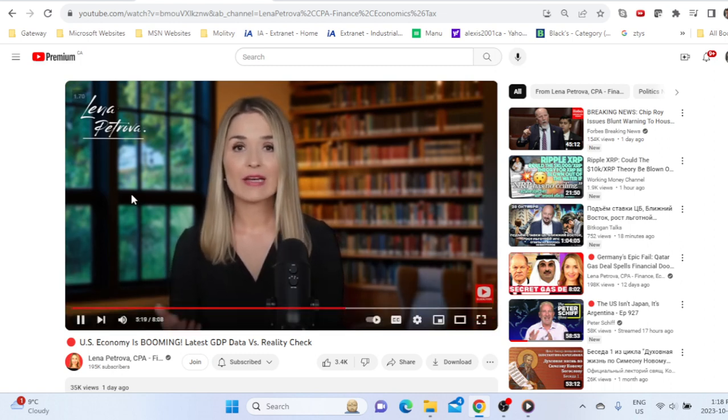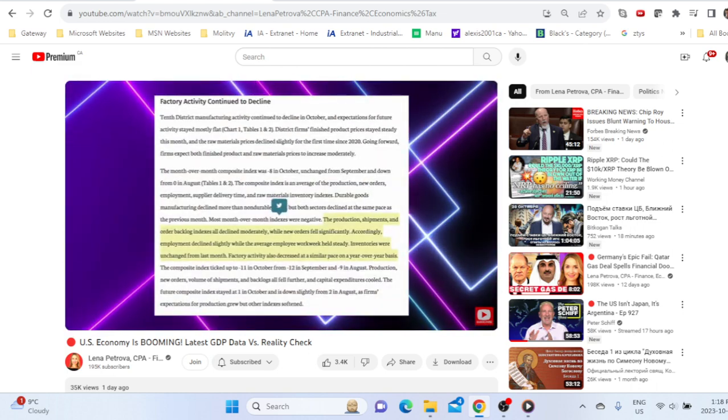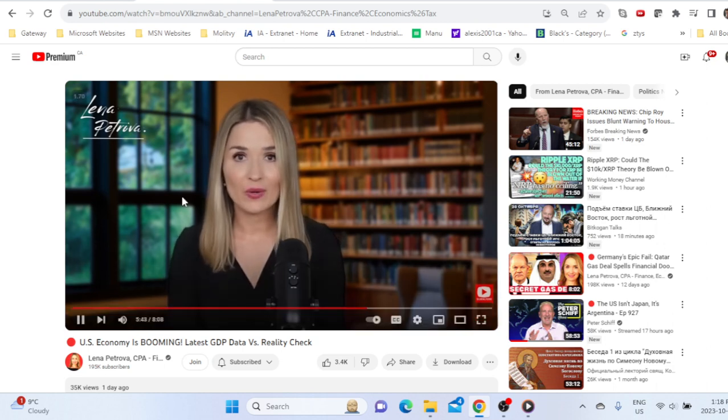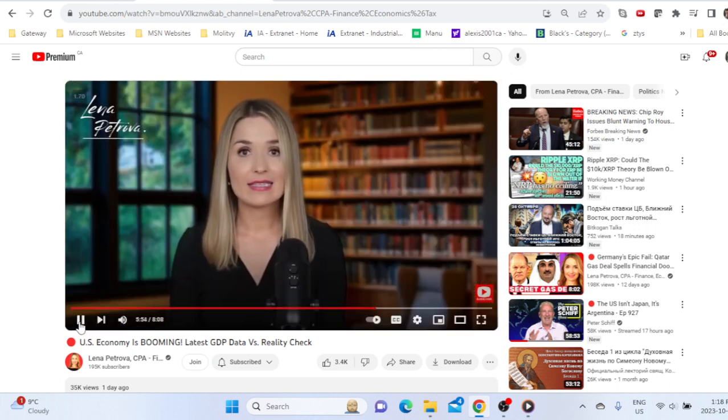Then we can also look at the latest manufacturing data. According to the Kansas City Federal Reserve, manufacturing stalled in October. Indices for production, shipments, and order backlog all cooled moderately during the month, while new orders fell significantly. Employment fell slightly as well, and inventories were unchanged. This is all according to the report published by the Kansas City Federal Reserve. So these are the facts that should be taken into account too. The Federal Reserve will use Q3 GDP data to decide whether another rate hike is necessary.